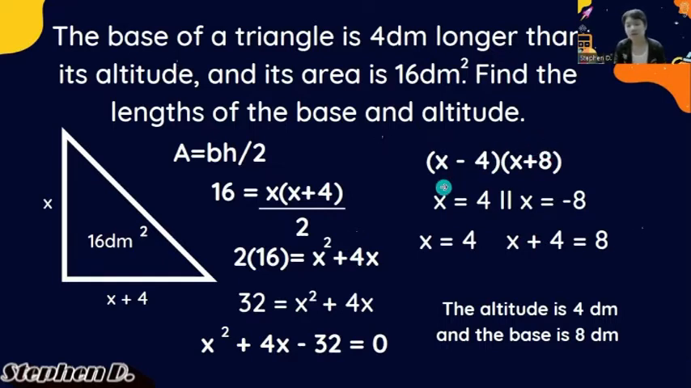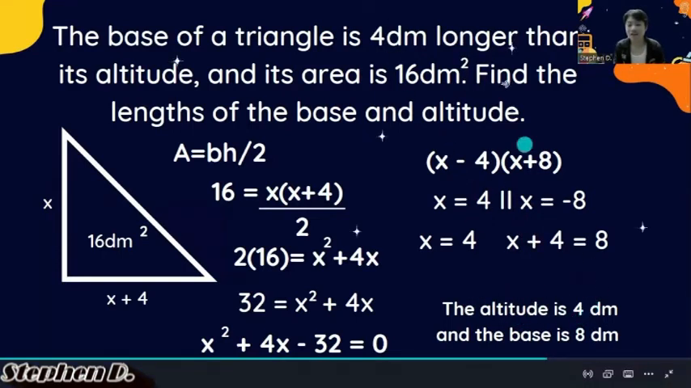So again, use the zero factor property. That's why I got x is equal to 4 and x is equal to negative 8. So x is equal to 4, and if we get our base, x plus 4 is equal to 8, since our altitude is 4. The altitude is 4 decimeters and the base is 8 decimeters.